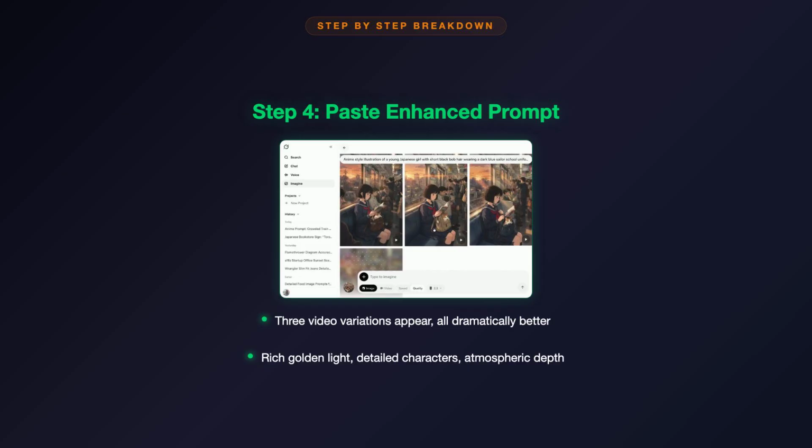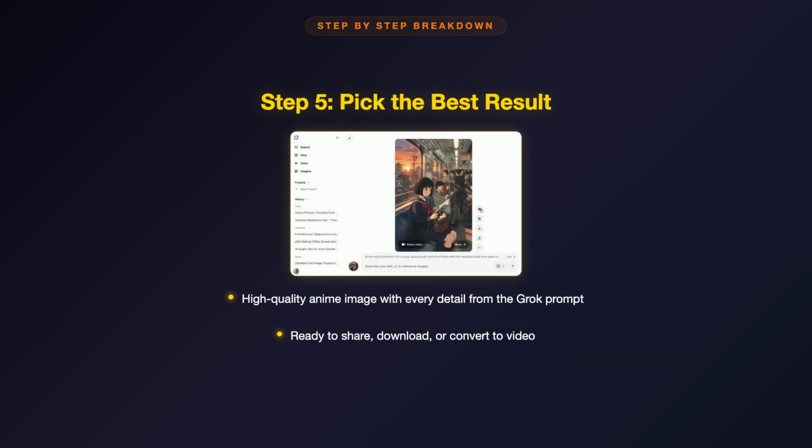Grok even adds tips like try adding "in the style of Makoto Shinkai" for different lighting effects, or specify wide shot versus close-up to change the composition. The user takes this enhanced prompt, pastes it back into the image generator, and the results are dramatically better. 3 variations appear, each one richly detailed with warm golden light, the cat in the backpack, the crowded train car, everything specified in the Grok prompt.